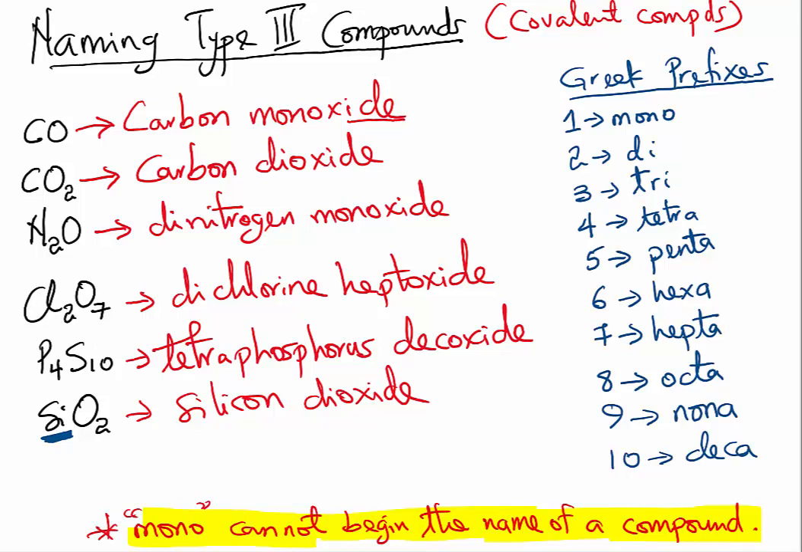Now, one quick warning. Because type 3 compounds are so easy to name, many students simply use the Greek prefixes to name type 1 and type 2 compounds. Please don't. The Greek prefixes should never be used for any compound that has a metal in it. If you do that, you will make mistakes.